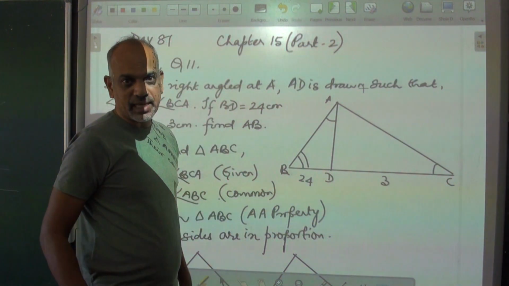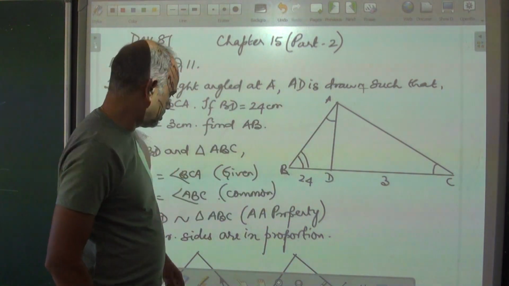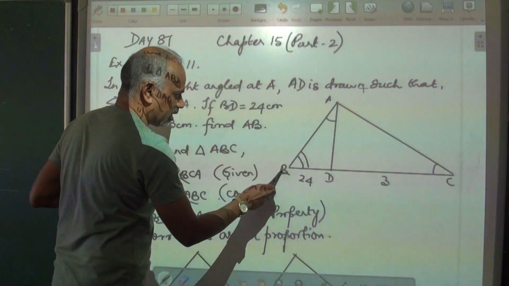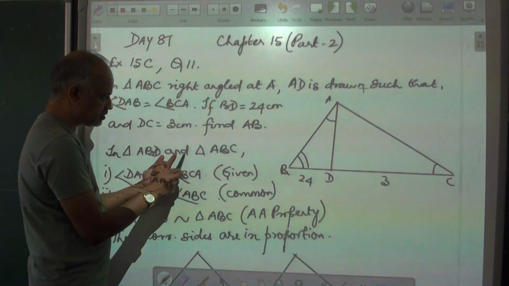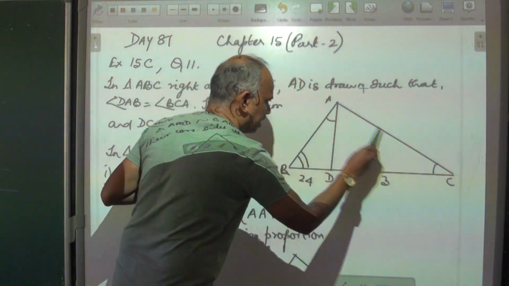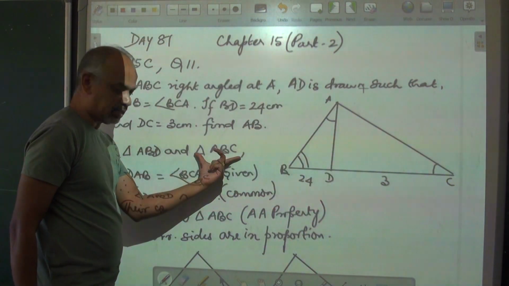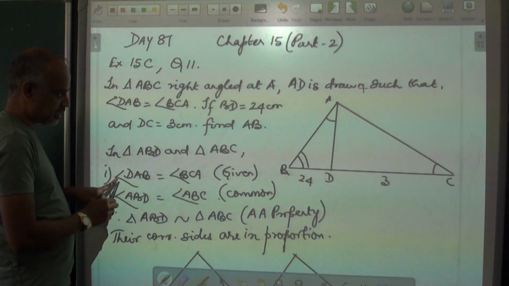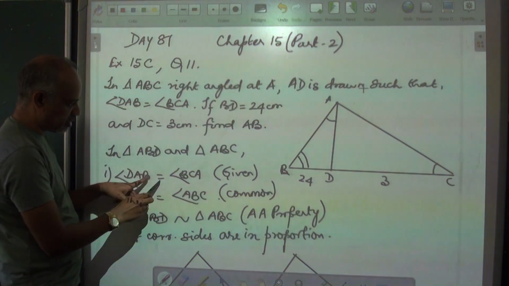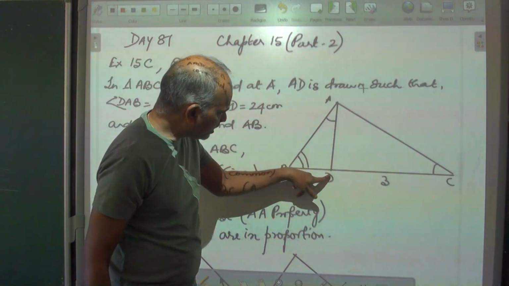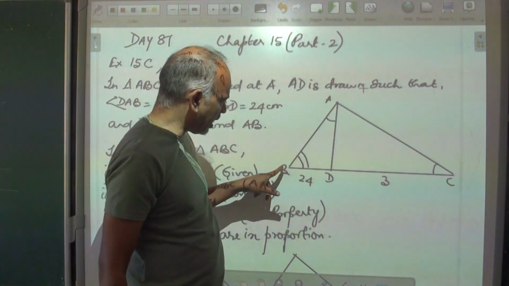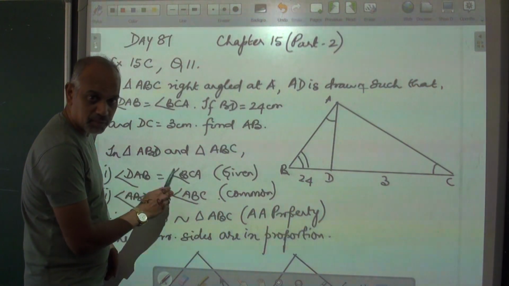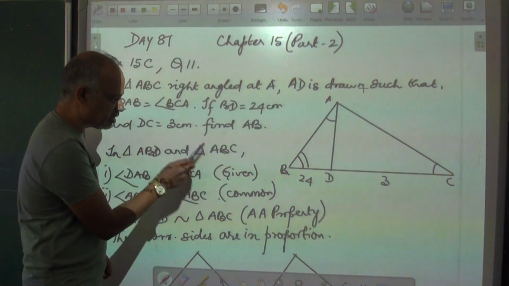So to write the steps for proving similarity, write down the 2 triangles, that is in triangle ABD, the smaller triangle, and triangle ABC, the bigger triangle. Smaller triangle, and this is the complete figure, bigger triangle. In this, the first step, angle DAB is equal to angle BCA. Angle DAB, single arc, is equal to angle BCA, also single arc. These 2 were equal. How did you know? It was given in the question.